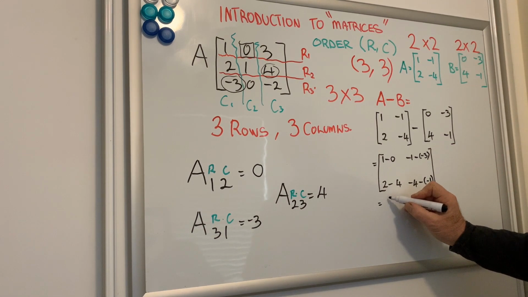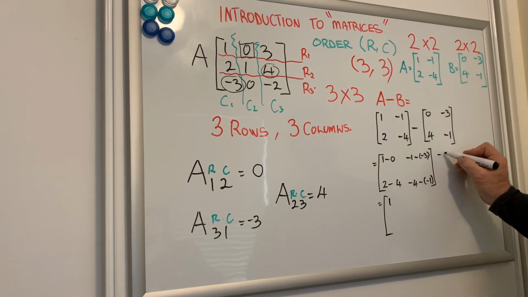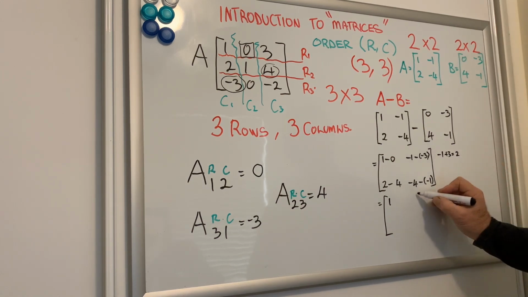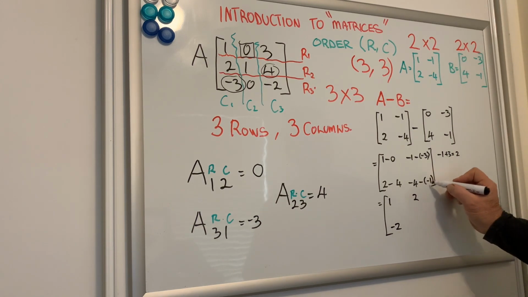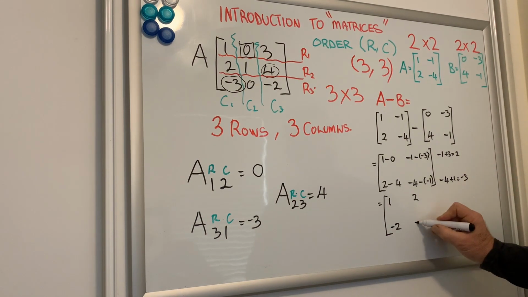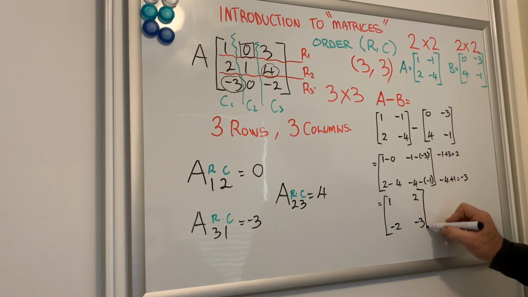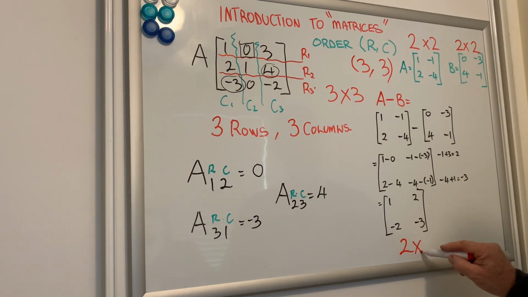So that's equal to 1. 1 minus 0 is 1. Minus 1 minus 3 is the same as saying minus 1 plus 3, which is equal to 2. 2 minus 4 is minus 2. Minus 4 minus 1 is the same as saying minus 4 plus 1, which is equal to minus 3. And the order of this is 2 by 2.